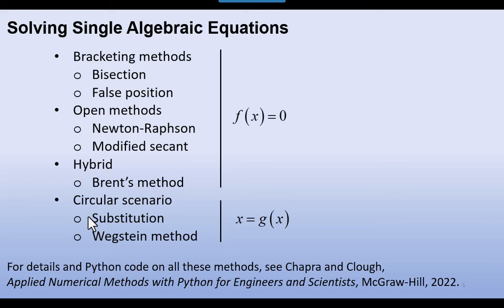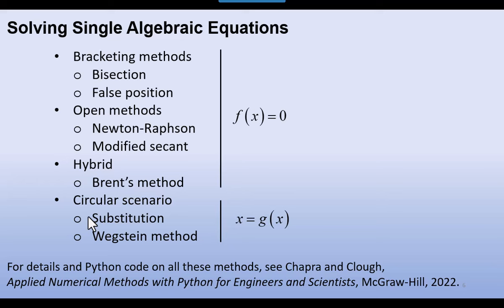And then we consider open methods where only one initial estimate of the solution is required. And the most common of these is the Newton-Raphson method. And then a sort of a variation on that is the modified secant method. And then there is a very popular hybrid method which uses both bracketing and open methods. And that's called Brent's method, and we'll show you how to use that with Python.